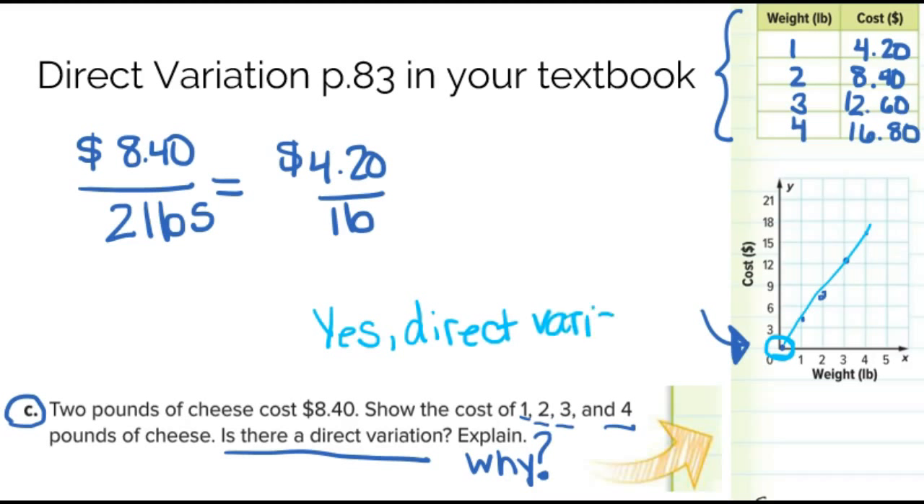There's a couple ways you could have explained this here. There's a constant unit ratio, unit rate here. There's also, when you look at the graph, it goes through the origin. So any one of those explanations would have worked.